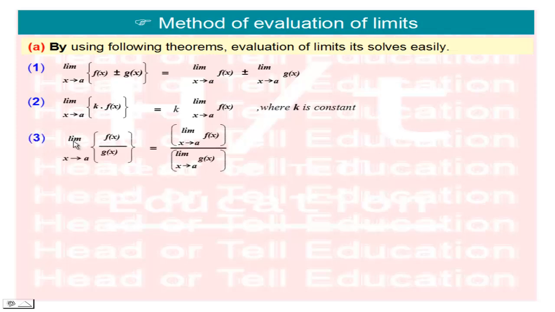The third is limit x tends to a of f(x) divided by g(x). We have to take the limit for both separately: limit x tends to a of f(x) divided by limit x tends to a of g(x). Fourth, limit x tends to a of f(x) multiplied by g(x) equals limit x tends to a of f(x) times limit x tends to a of g(x).